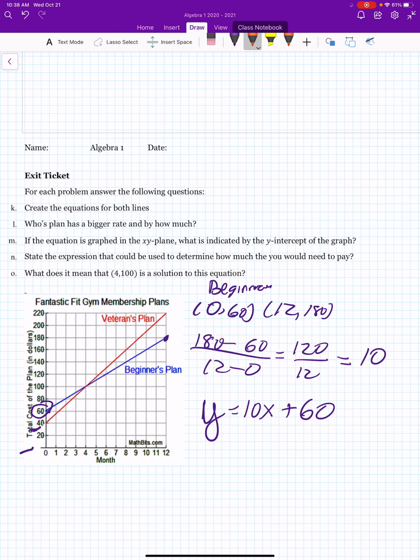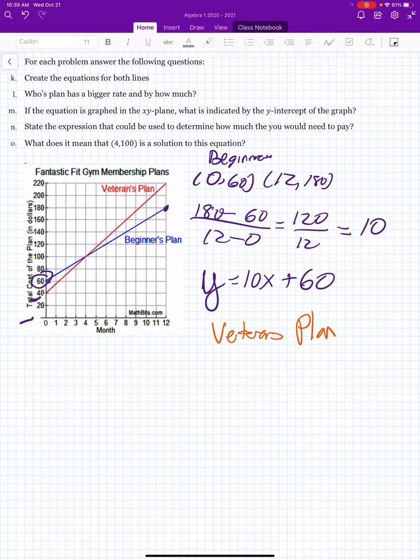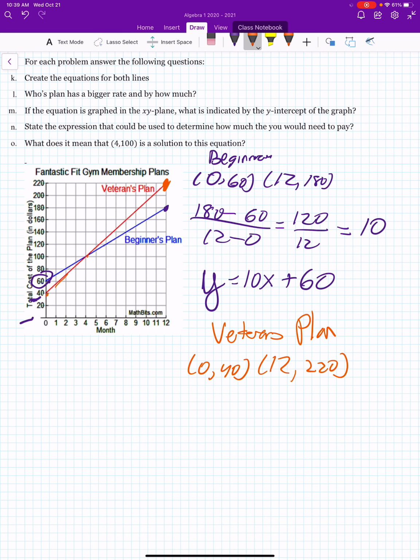Now let's look at the veterans plan. Let's see the points here. We have (0, 40). And go all the way to the top, (12, 220). Always pick the points you can clearly identify. Like a point here, it's kind of hard to see. It may be 170, may not, we're not too sure. So always try to do your best to look at a point where the graph shows distinctly the x and y values. So 220 minus 40 over 12 minus 0.